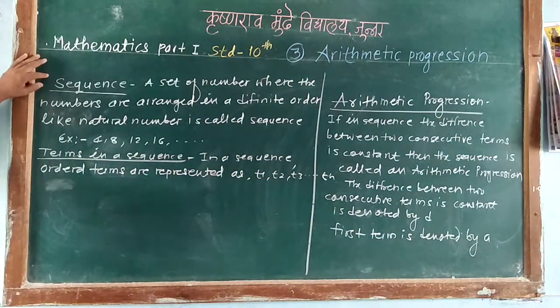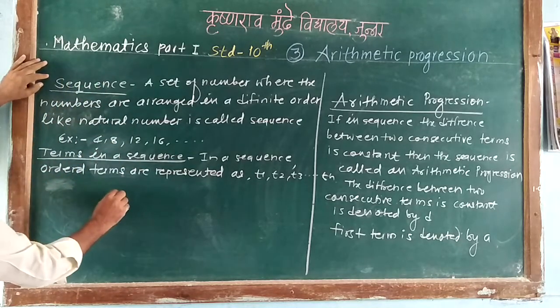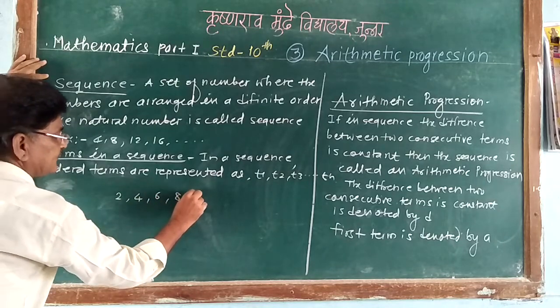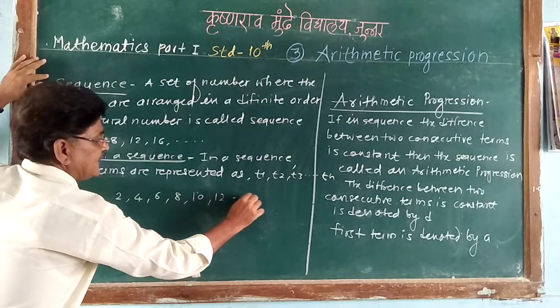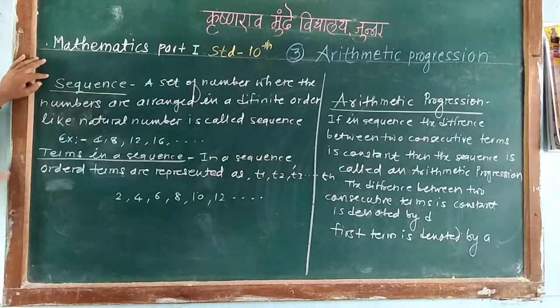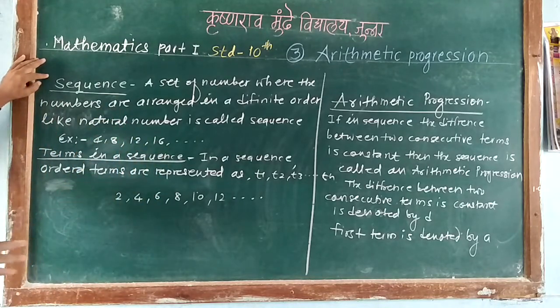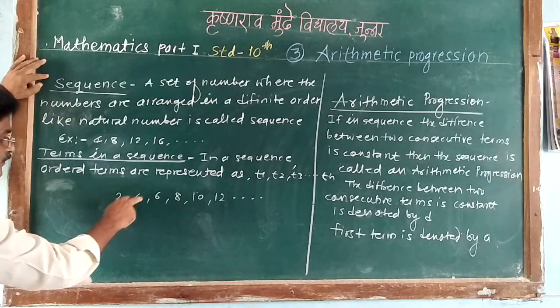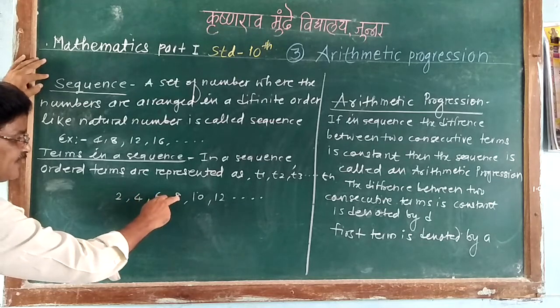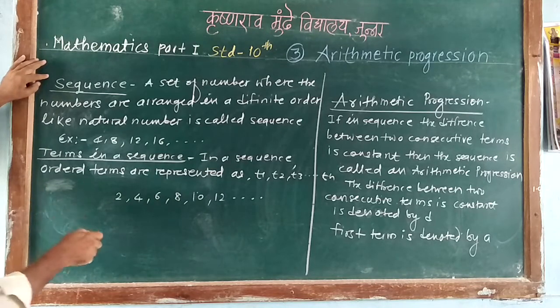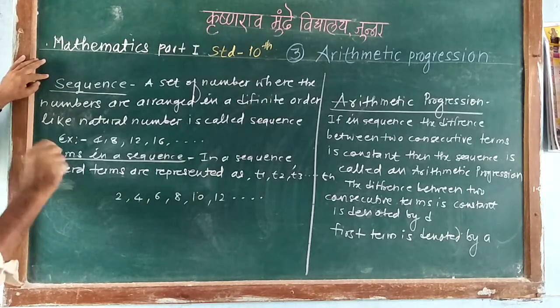What is a sequence? Let us see the numbers 2, 4, 6, 8, 10, 12, 13. In these numbers, some rules are there. 2 plus 2 that is 4, 4 plus 2 that is 6, 6 plus 2 that is 8, 8 plus 2 that is 10, 10 plus 2 that is 12. There is a sequence. There are some rules.